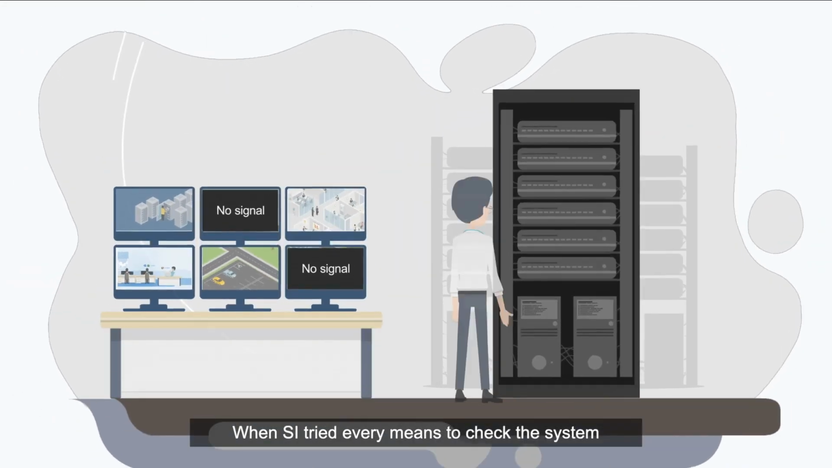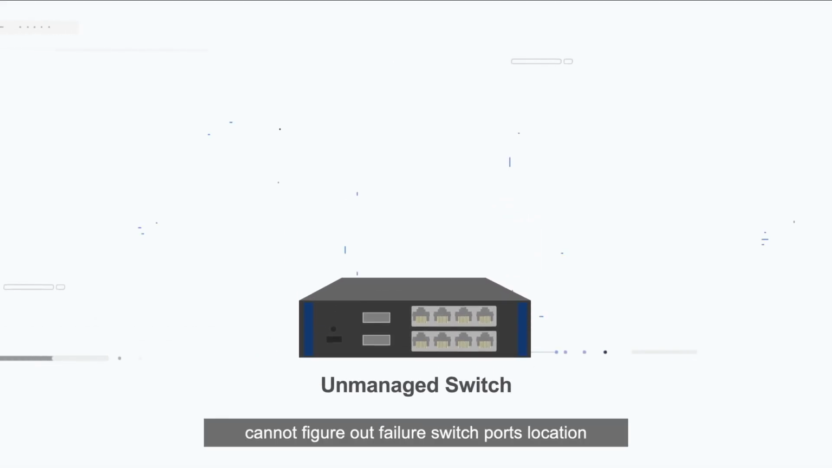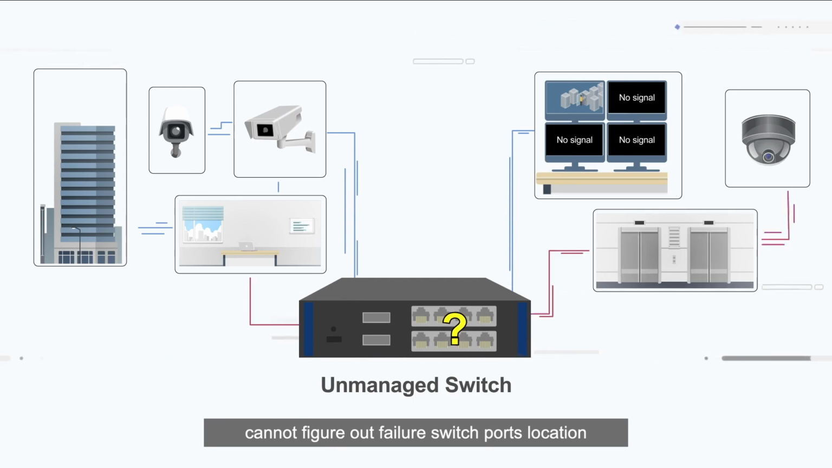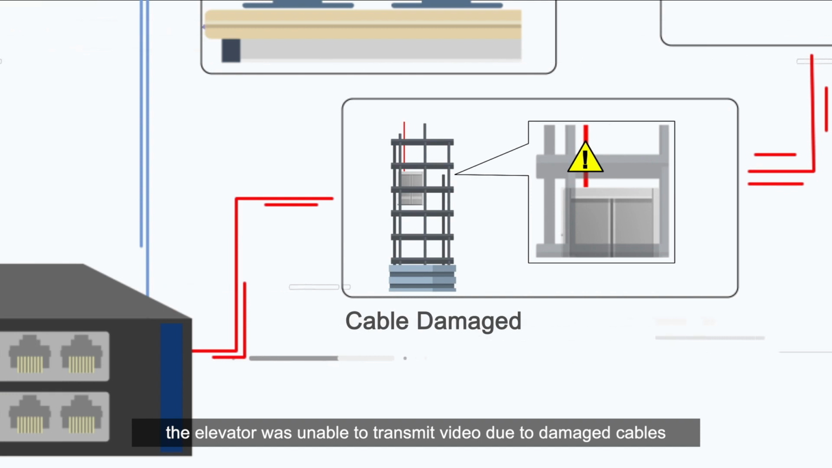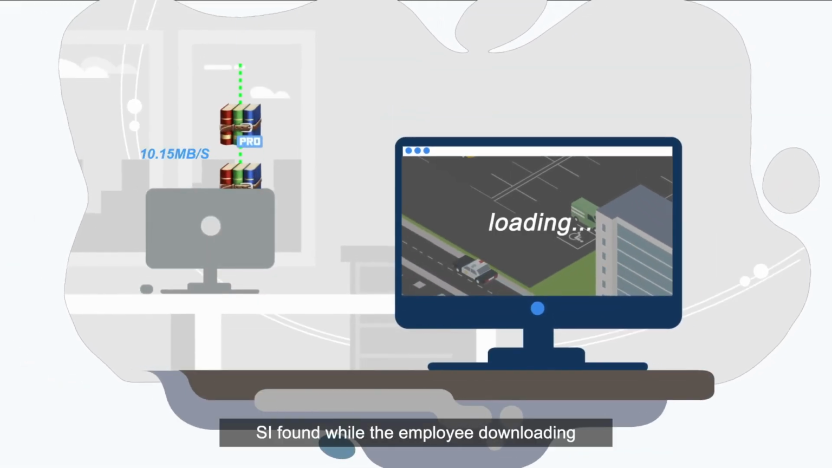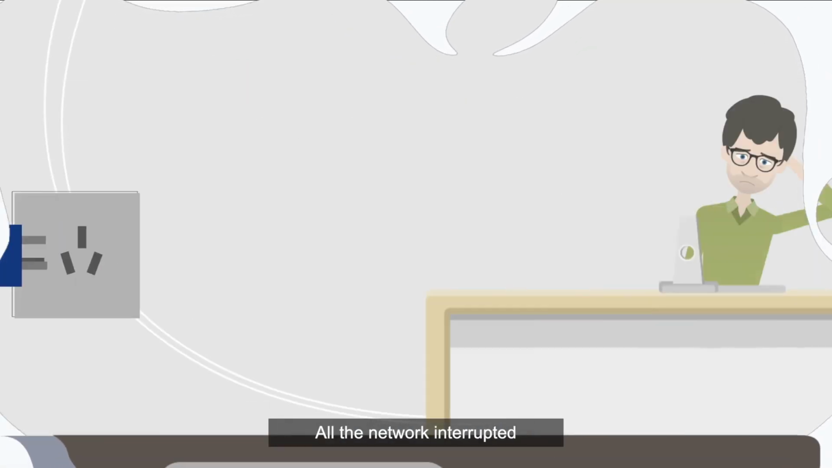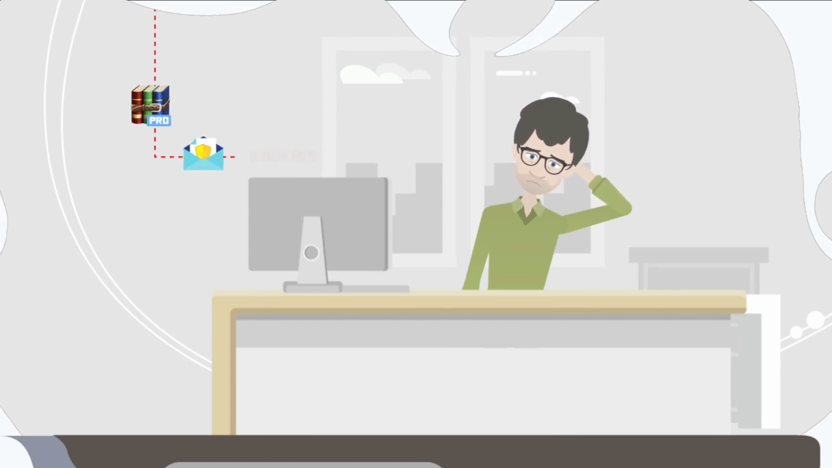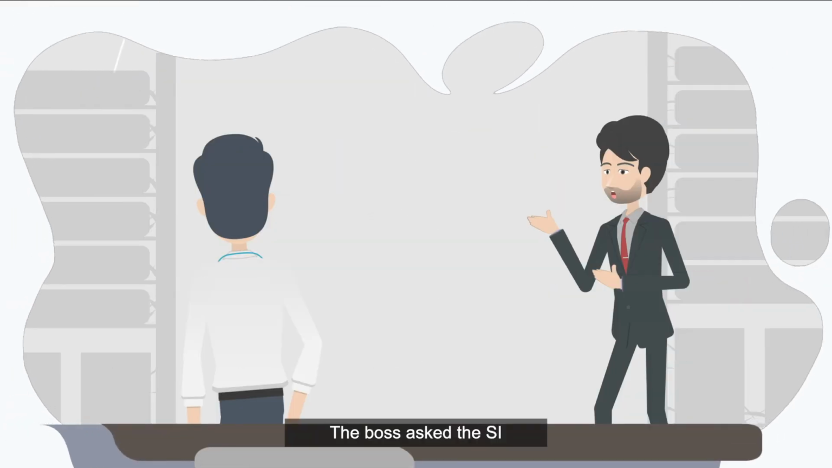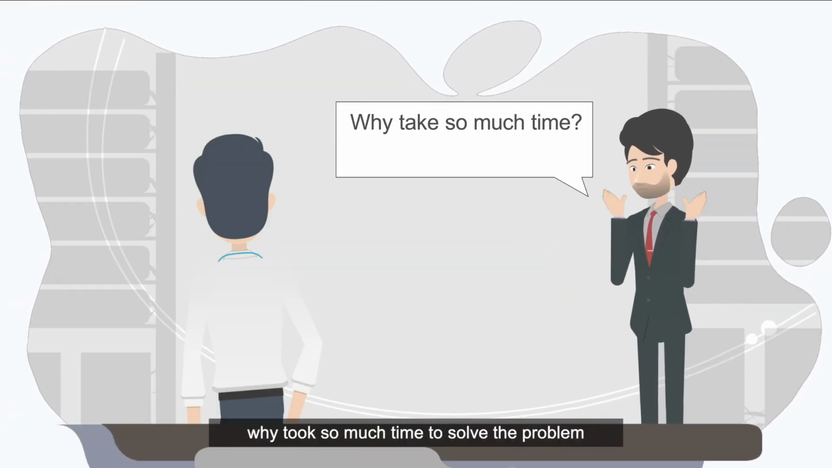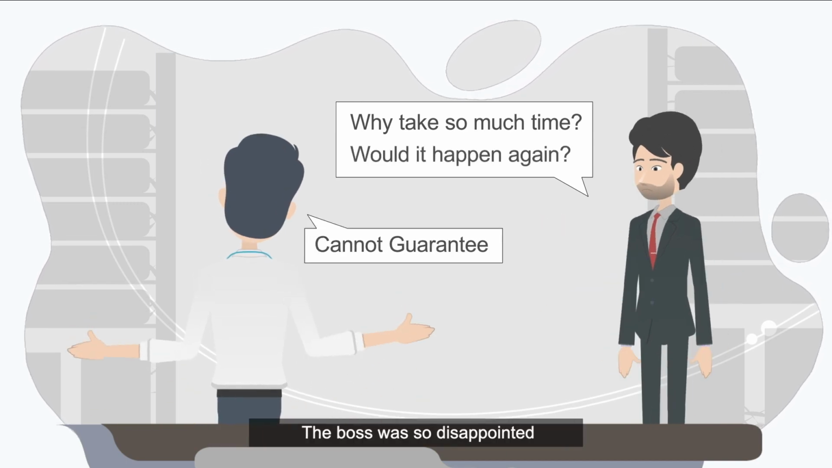When the SI tried every means to check the system, they only found that the unmanaged switch used in the network cannot figure out the failed switch port's location. Second, the elevator was unable to transmit video due to damaged cables. During testing, the SI found that while the employee was downloading the camera video, it would jam. In the end, he had to restart the switch. All the network was interrupted. On the other side, the elevator cable replacement would have to wait for 1 week. The boss asked the SI why it took so much time to solve the problem. Would it happen again? The SI could not guarantee. The boss was so disappointed.